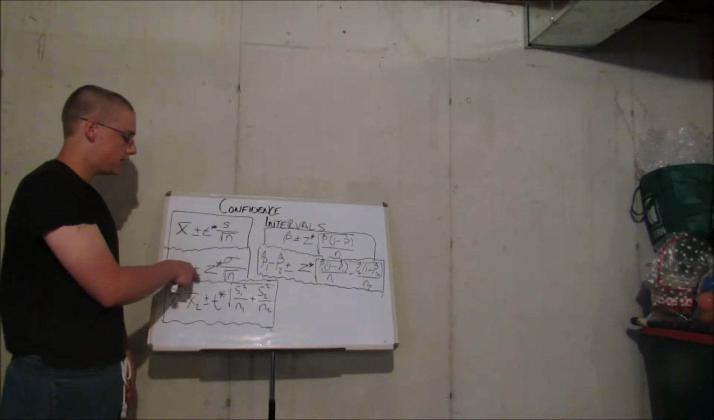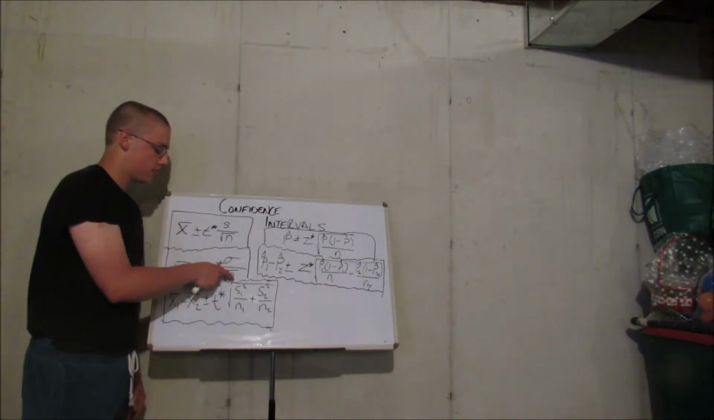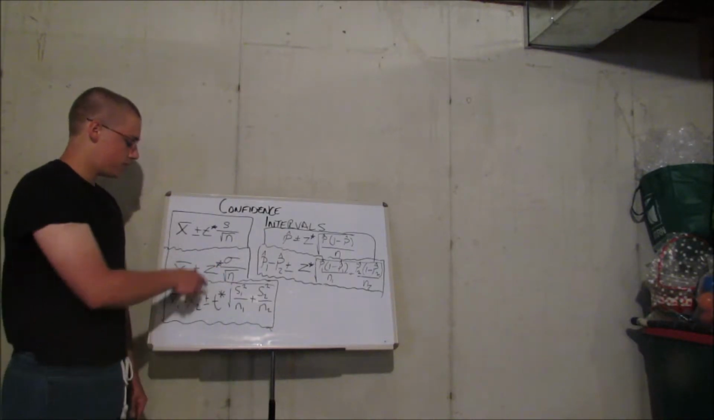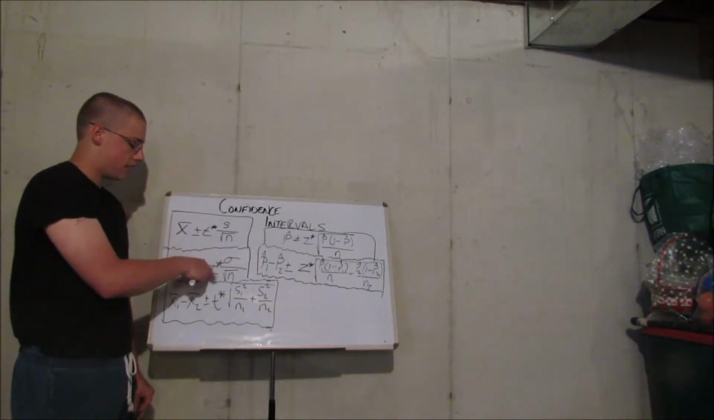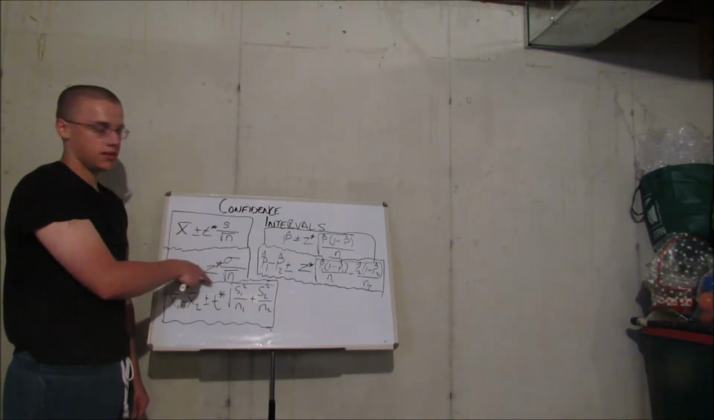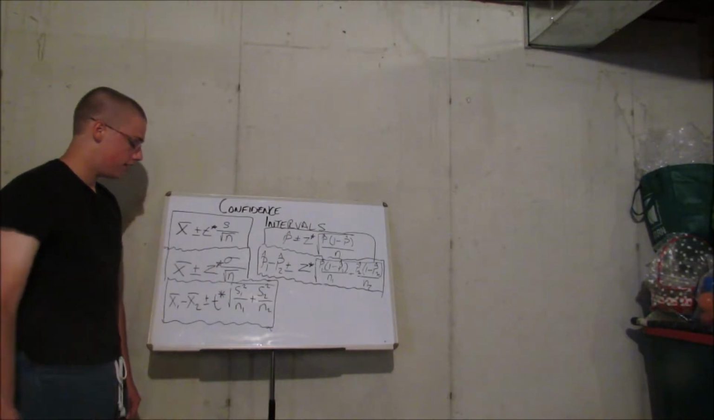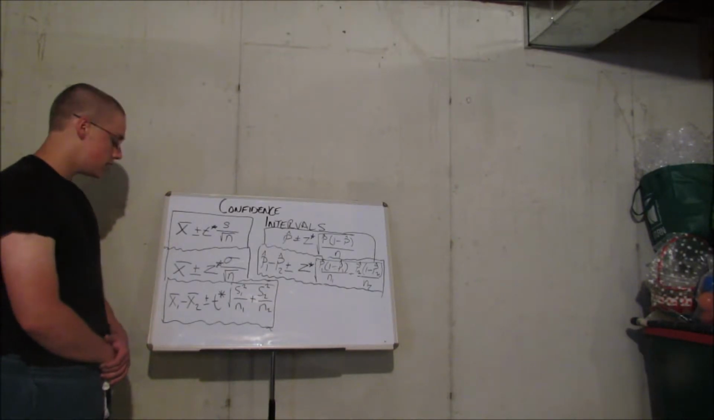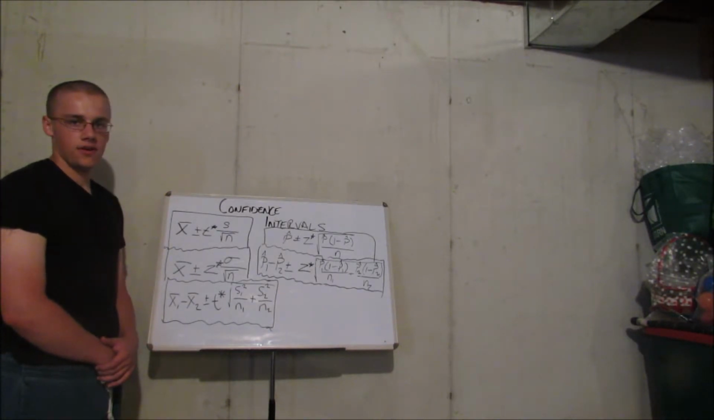X bar plus or minus Z star times the standard deviation of the population all over the square root of your sample size. And this is when you use the Z. It's called the Z confidence interval because you have to use the Z star value because the standard deviation is known.